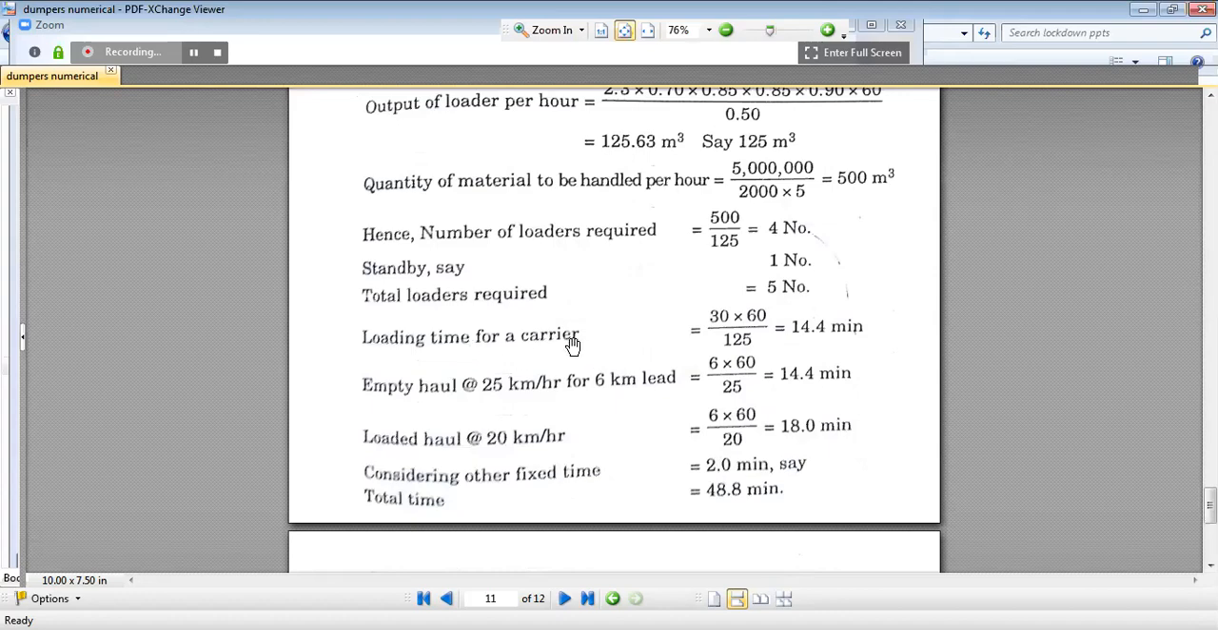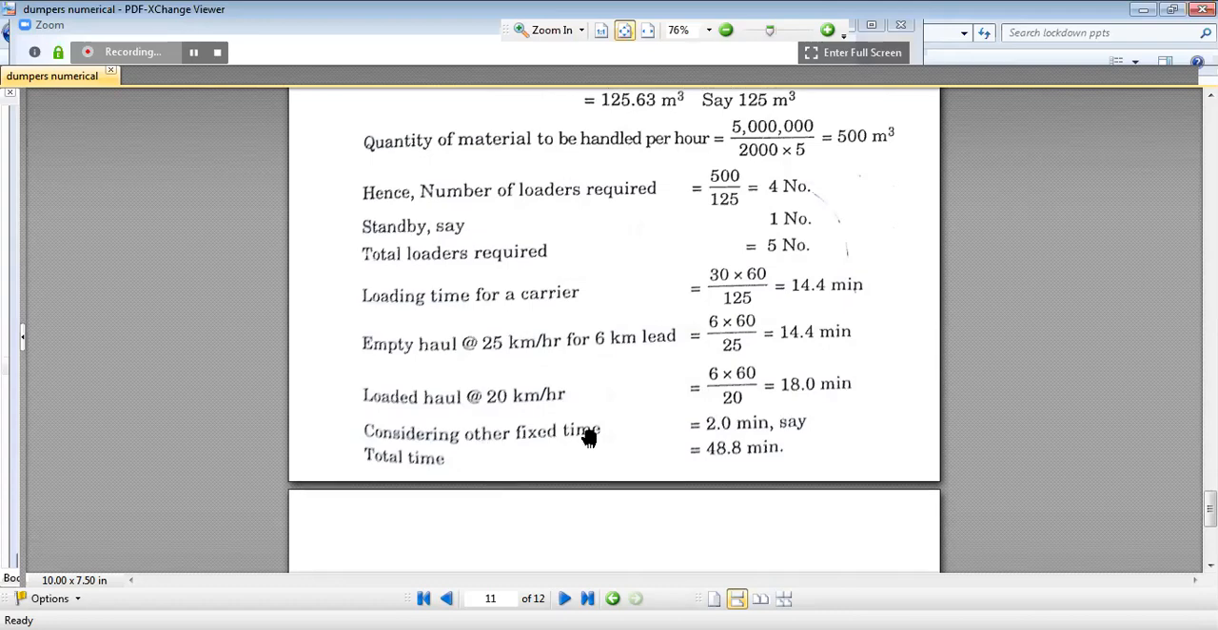Next, in continuation, loading time for carrier. What is the loading time for the carrier? It is 30 into 60 by 125, that is equal to 14.4 minutes. Then empty haul, the time taken. Here I am going to calculate the cycle time. Loading time is 14.4 minutes. Empty haul return time required is 6 into 60 by 25, that is 14.4 minutes. 6 is kilometers, 60 is minutes, 25 is speed. Similarly, loaded haul time at 20 kmph is 18 minutes.